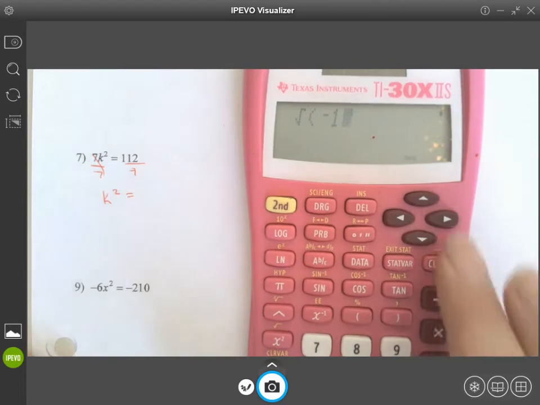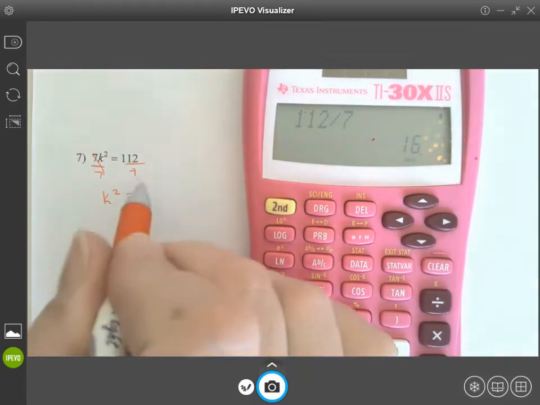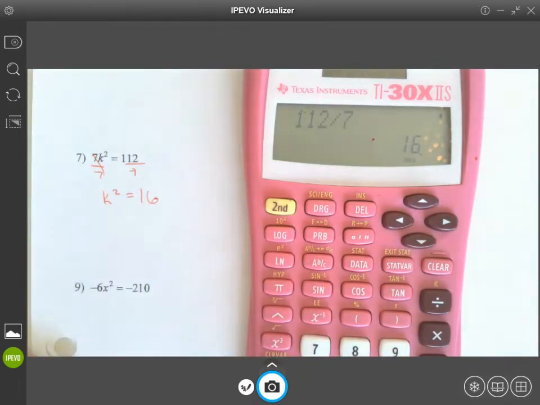What? Oh, my. What are you doing? Well, I was trying to prove yesterday about the square root not working. Oh, I got 16. That's why Mr. Adams was saying it was too easy.